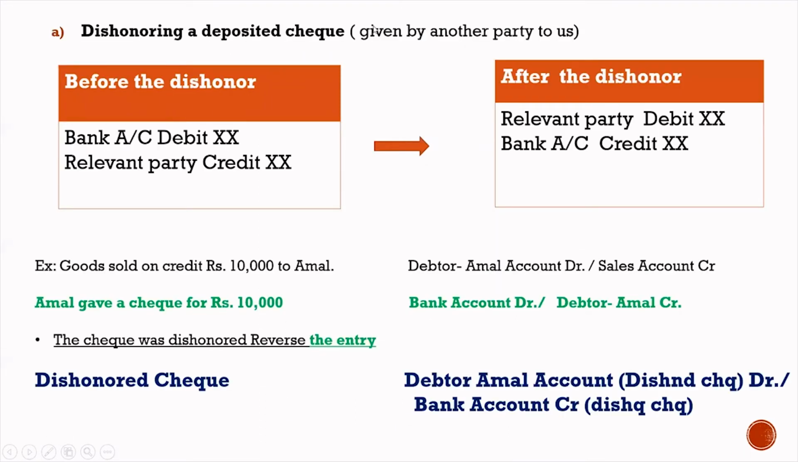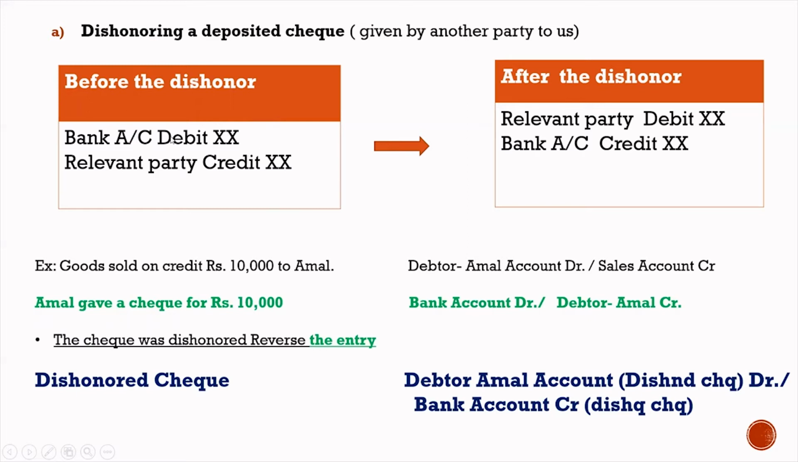So what are the accounting treatments? If it is a deposited check that is dishonored, that means another person gave us a check, we can deposit it and get money. So before the dishonoring, when we deposit it, we think that our bank account amount will increase. So the bank account is debited and the person, since he paid, will be credited. But when the dishonoring happens, this double entry is not really happening. So we have made a double entry which has not yet happened. So we have to correct it.